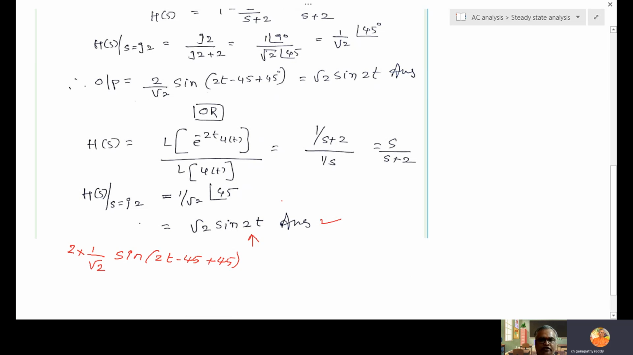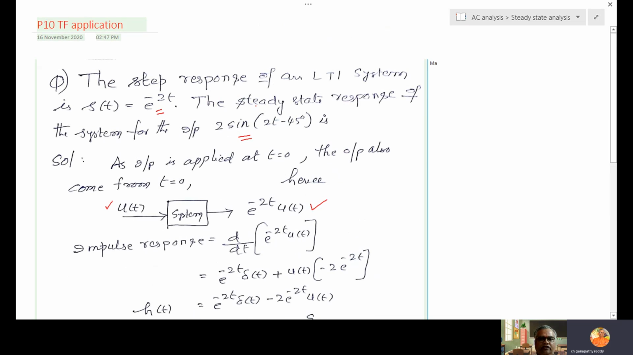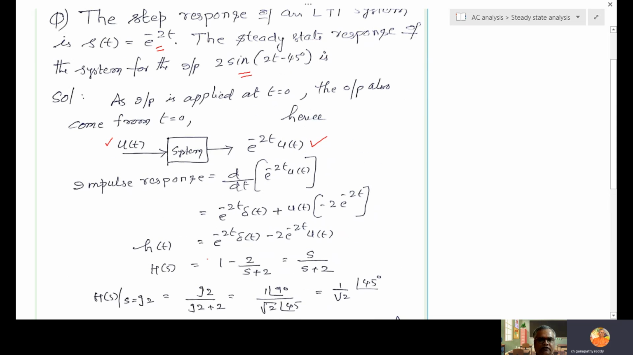So in one way it is a simple model only, but they ask in a different style, you have to correlate to that model and solve. There is another way of doing it. This is lengthy, but this concept also you should know.